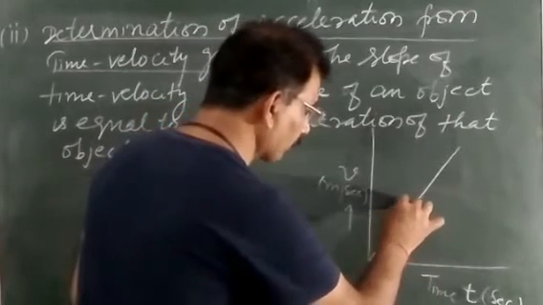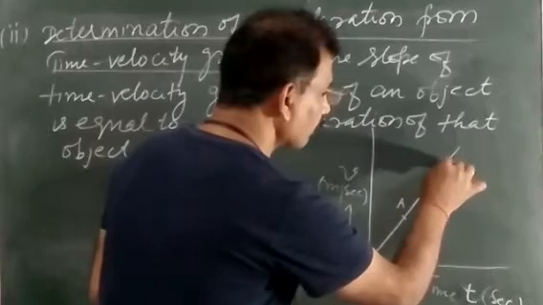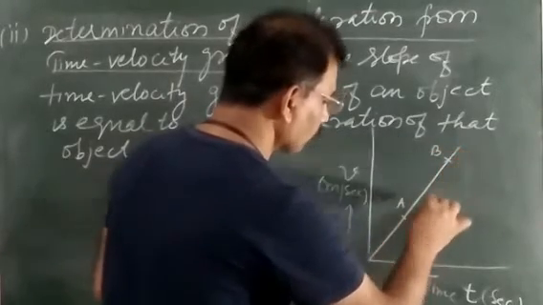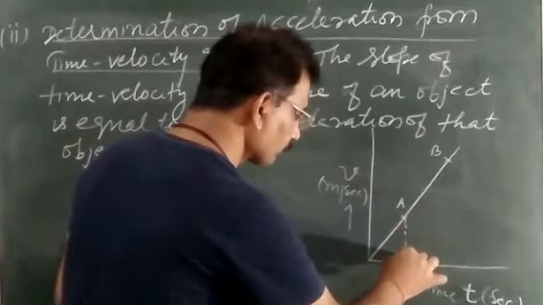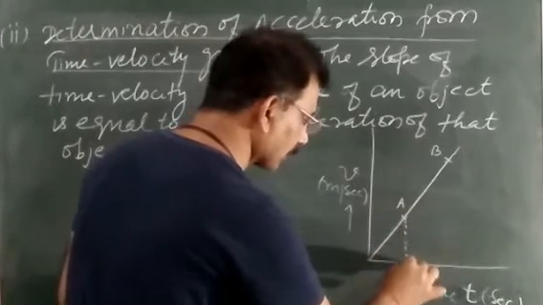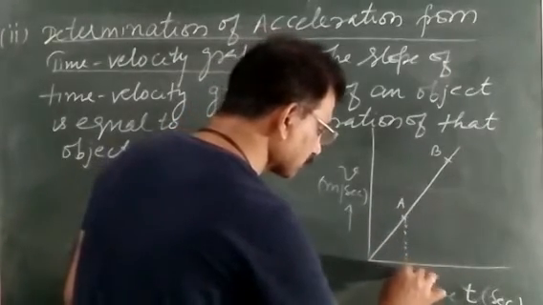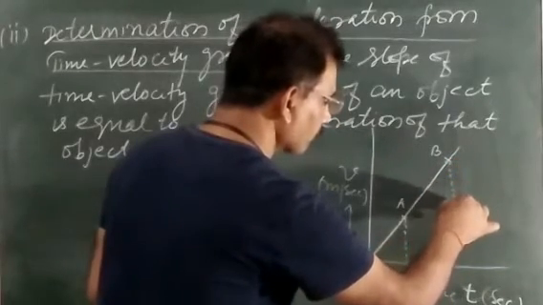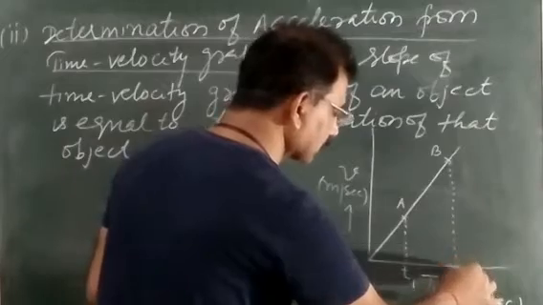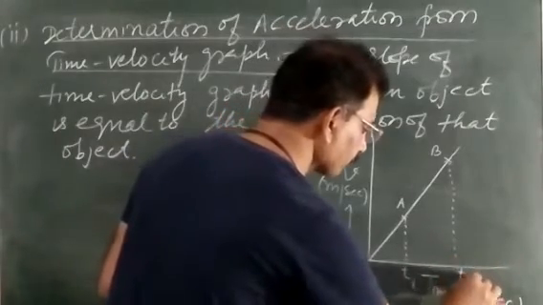Suppose I am taking 2 points, one point is A, another point is B, and now drop the perpendicular from these 2 points on the time axis. Suppose when we drop the perpendicular from point A on the time axis, it cuts the time axis at T1. And when we drop the perpendicular from B on the time axis, it cuts the time axis at T2.